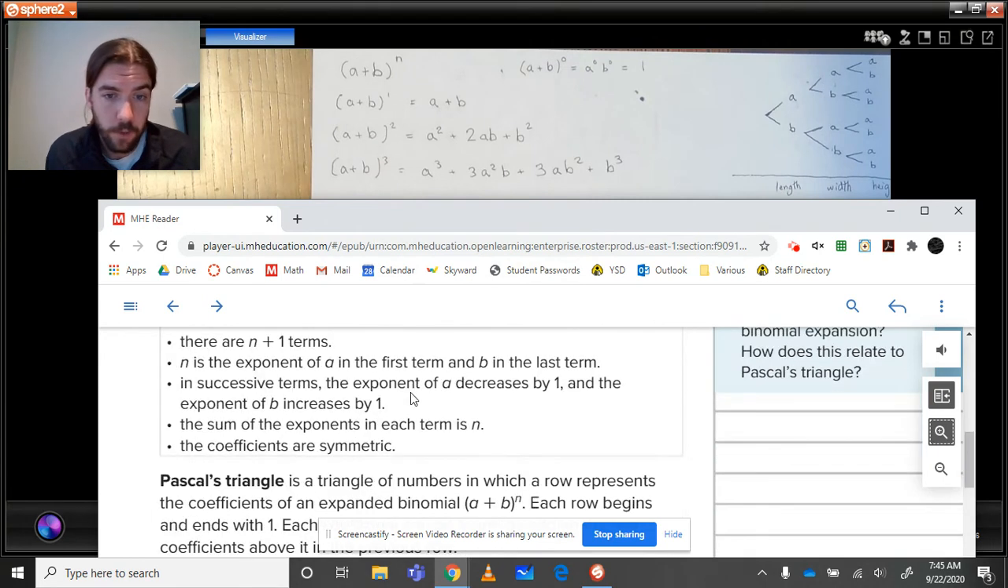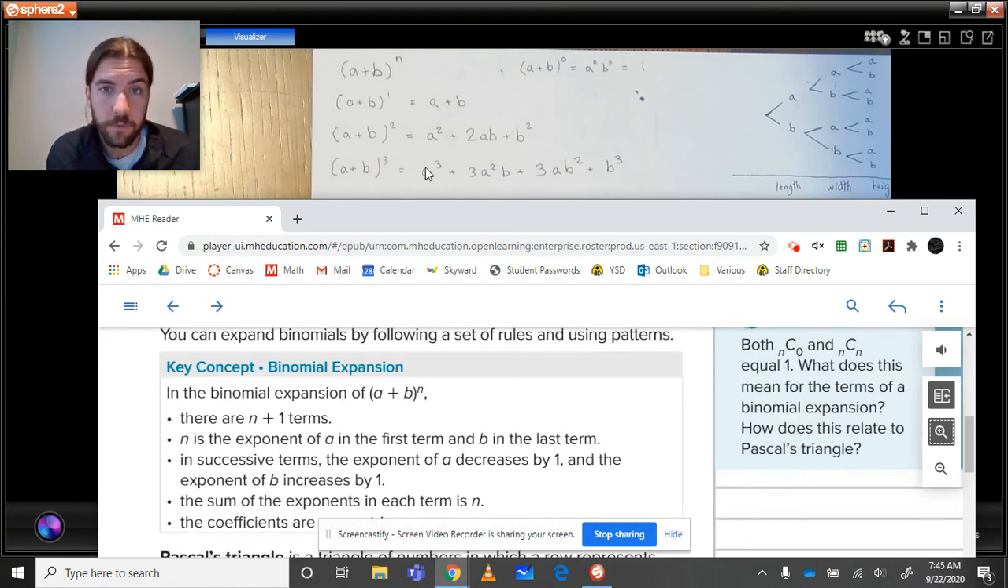And the coefficients are symmetric. I'm not writing in the ones here, but this would be 1a, 1b, 1a squared, 2ab, 1b squared, 1a cubed, 3a squared b, 3ab squared, 1b cubed. So those coefficients 1, 3, 3, 1 are symmetric. They're a mirror image down the center. 1, 3, 3, 1. They flip over. 1, 2, 1. They're symmetric down the middle.